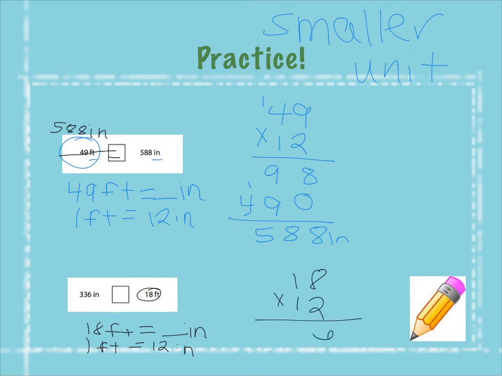8 times 2 is 16. 2 times 1 plus 1 more is 3. And 0, 8, 1. Add them together. We get 6, 8, 9, 10, 11. 216. So this is really 216 inches. So now I compare 336 inches to 216 inches. 336 is obviously bigger, so I would need a greater than symbol in there.